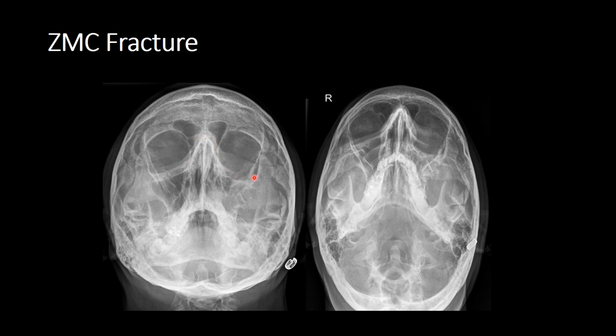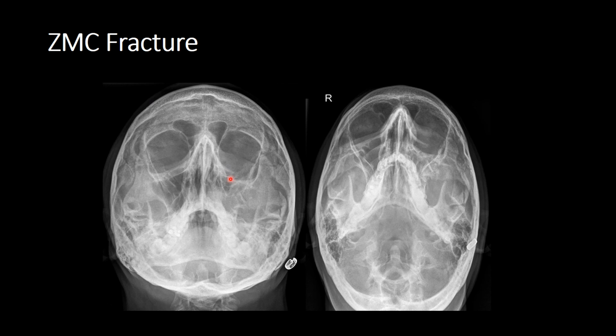Oh, look at this. There is a big step. So if you look at the right orbital margin and the left infraorbital margin, there is a step in the cortex. There is a marked displacement of the infraorbital margin on the left. So we've got a diastasis of the frontozygomatic suture. We've got a big step in the infraorbital margin.